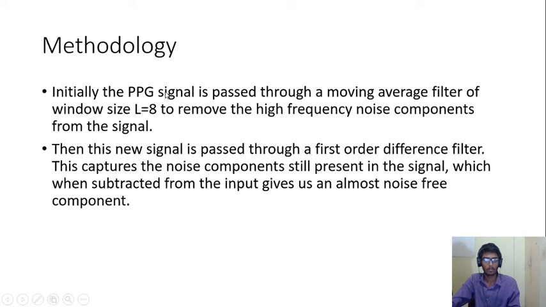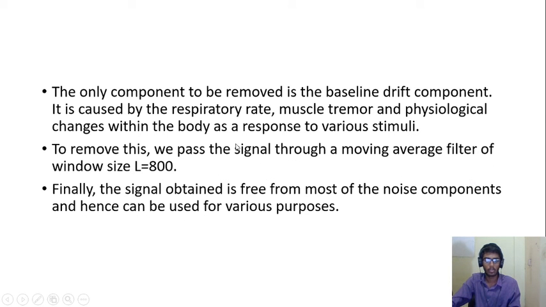First of all, we'll take the PPG signal and pass it through a moving average filter of window size L equals 8. This essentially removes high frequency noise components. After that, this new signal is passed through the first order difference filter. This will essentially remove the rest of the remaining high noise components and give us an almost noise free signal. Now the only component that needs to be removed is the baseline drift component.